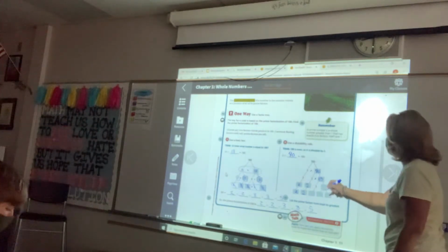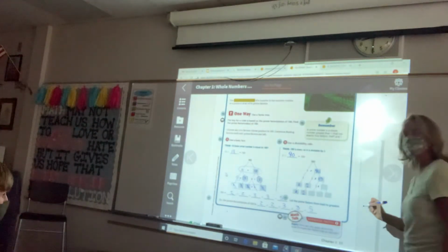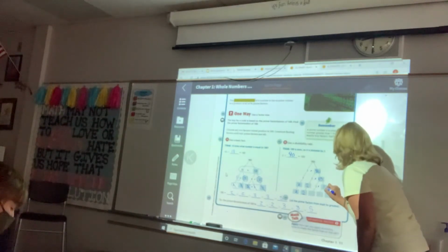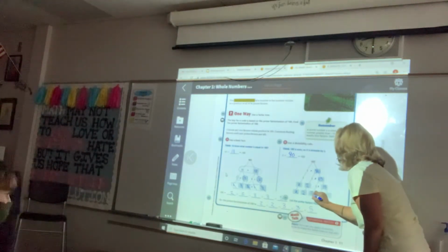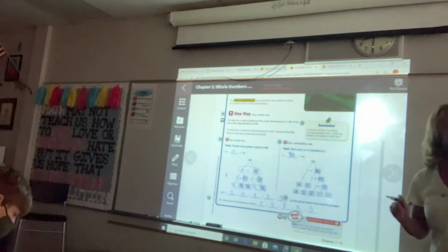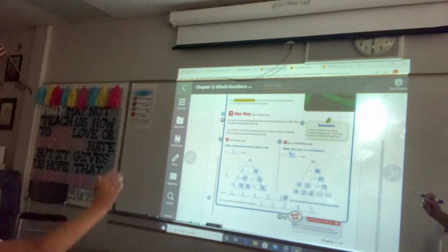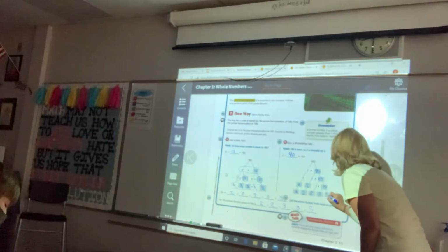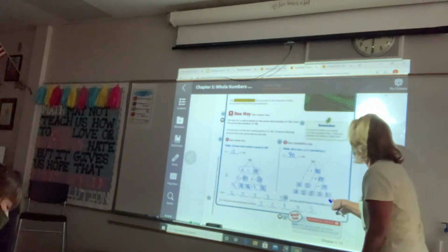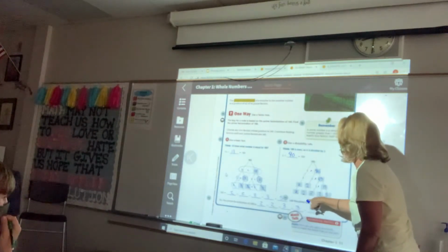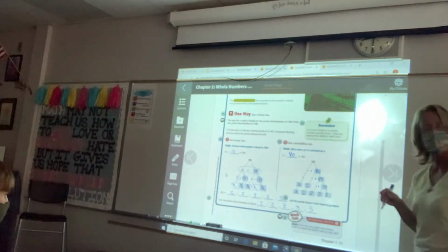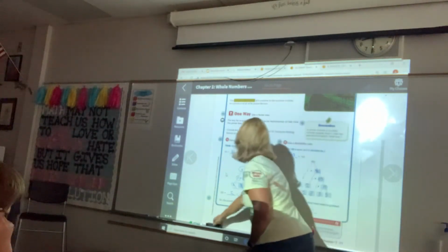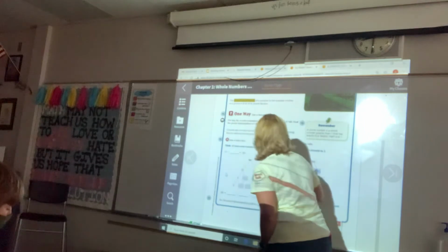Now we have 45. 3 times what is 45? Mary? 15. Very good, 15. Is 3 a prime number? Yes. And then what can we multiply to get 15? Corbin. 3 times 5. Very good. And look, we have the same prime factorization. 2 times 2 times 3 times 3 times 5. Okay? Does everyone understand how to use this factor tree? Okay. Let's do another example.